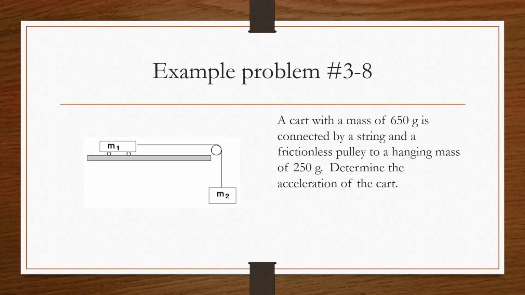Why don't we rearrange the system a little bit? In this system I have a cart that has a mass of 650 grams. It's connected by a string to a frictionless pulley and a hanging mass of 250 grams. And I want to determine what the acceleration of the cart is.